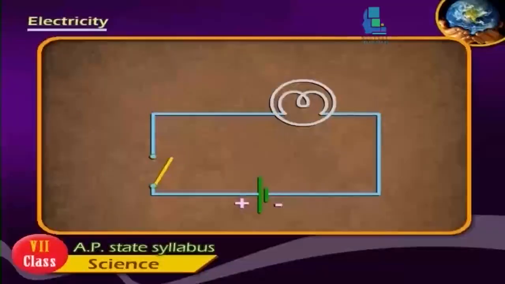When the switch is in the off position, the circuit is incomplete. It is said to be open. No current flows through any part of the circuit.